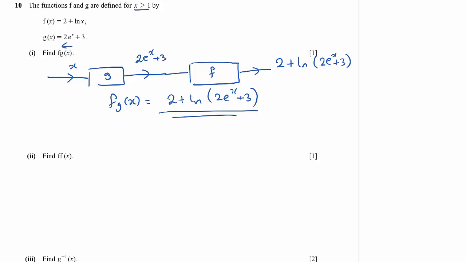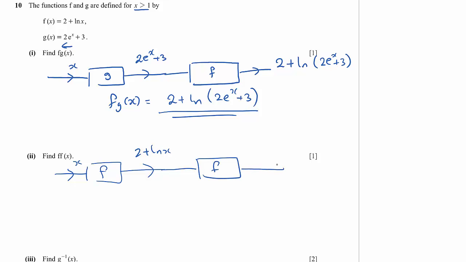We want to find f of f of x now. So that means we take x and we stick it into f, and out will come 2 plus ln x, and we'll stick that into f again. So out will come 2 plus the natural log of 2 plus ln x. So f of f of x is 2 plus the natural log of 2 plus ln x.